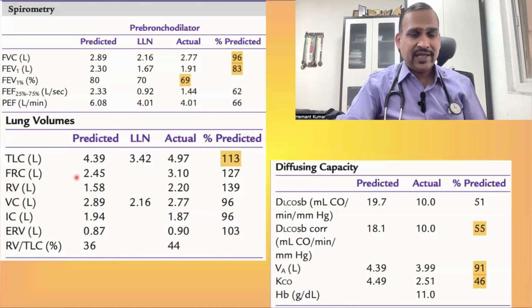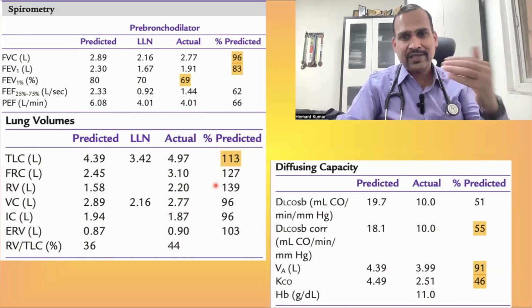This is the last report. We have combined all three tests. In spirometry, this is mild obstruction because the ratio is slightly less than 70%. TLC is also almost normal. This is not emphysema, or mild emphysema, because TLC is marginally raised.